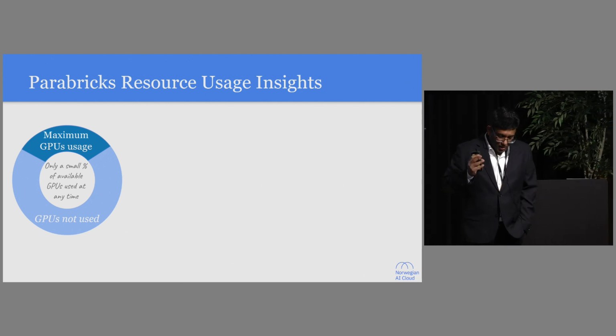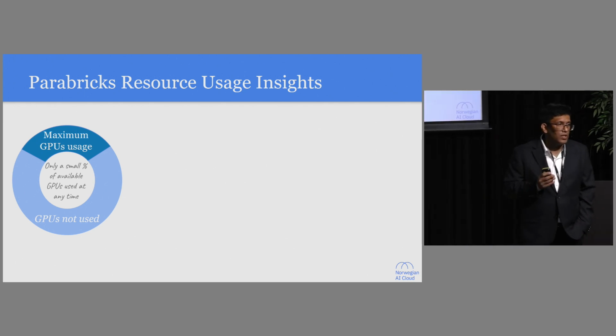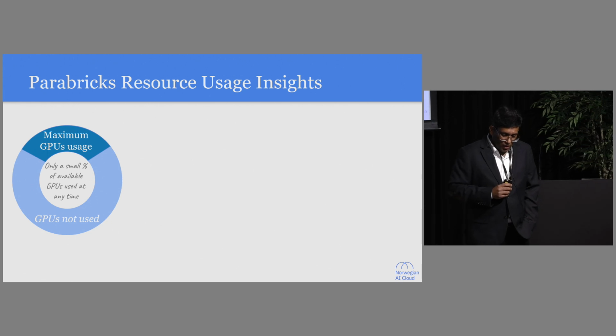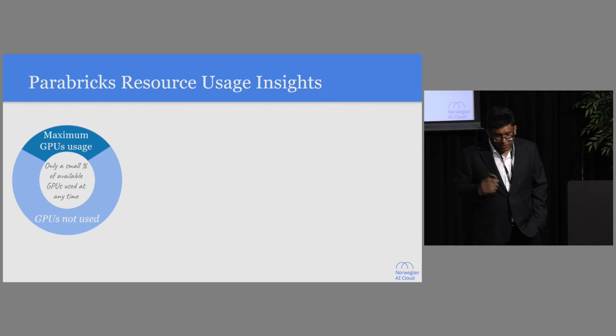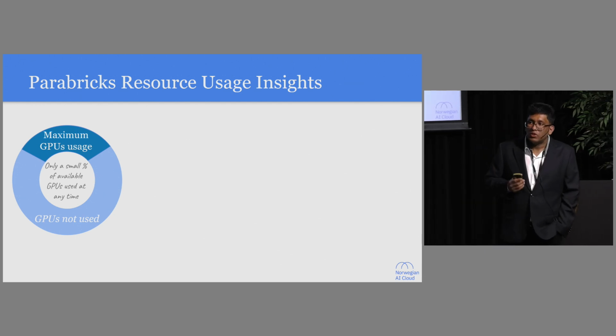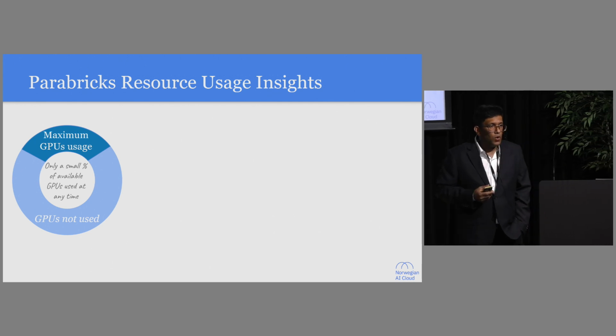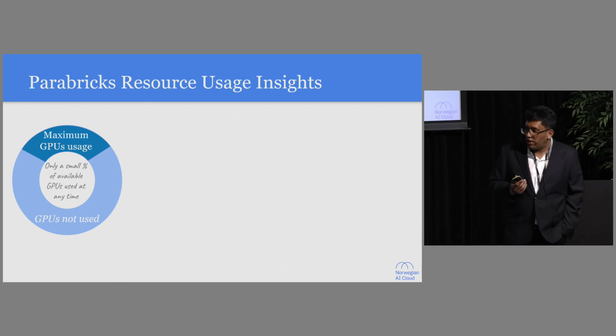That means a significant proportion of the GPUs are not utilized during the Parabricks runs. That raised the question: was this small fraction of the GPUs used the optimum number of GPUs required to run this analysis? Or can we optimize this tool to further utilize more GPUs and gain higher speedups?